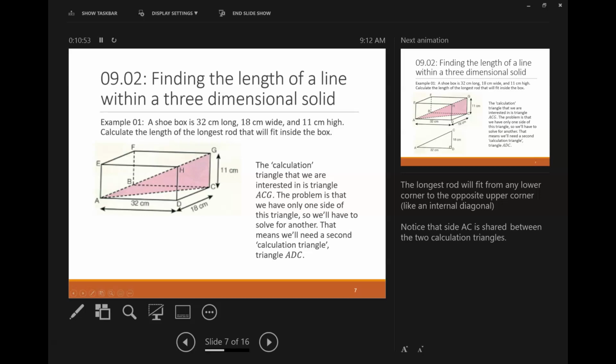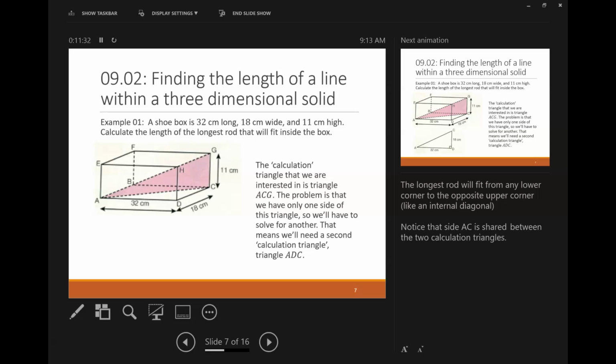So if we look at this triangle right now, ACG, we know the side CG, and we know it's a right triangle, but we don't have a second side to this. We're also going to need to find the side AC before we can use the Pythagorean theorem to solve the side AG. Can you guys see that? So we're going to need a second calculation triangle to solve AC. Does anybody see what that second calculation triangle would be?